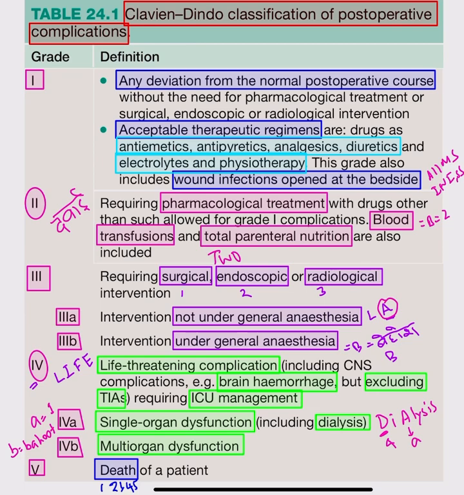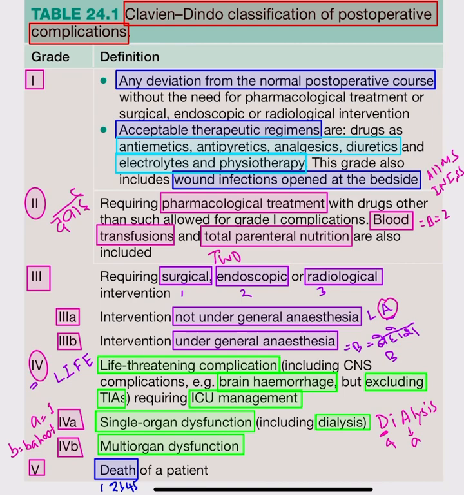Okay, so now come to grade 4. Grade 4 is a life-threatening complication. In examination you just have to remember, if you see the word life, L-I-F-E, there are 4 letters, so it's a 4. So grade 4 is a life-threatening complication, which includes brain hemorrhage excluding TIA, and if it's a life-threatening complication you have to manage it in the ICU. TIA is transient ischemic attack. That is not that severe according to the Clavien-Dindo classification, so you exclude it from grade 4. Okay, so now come to 4A and 4B.